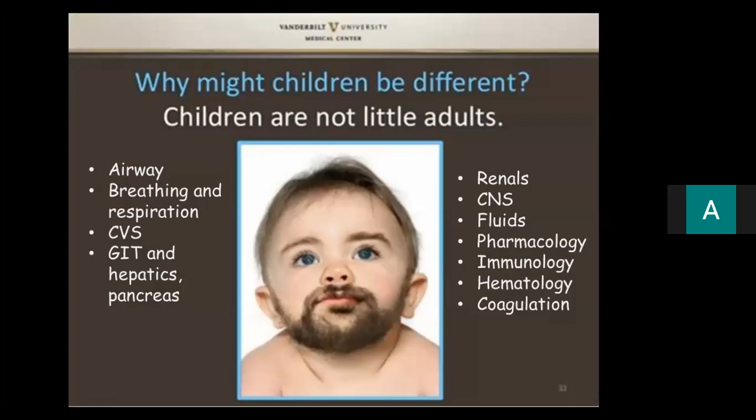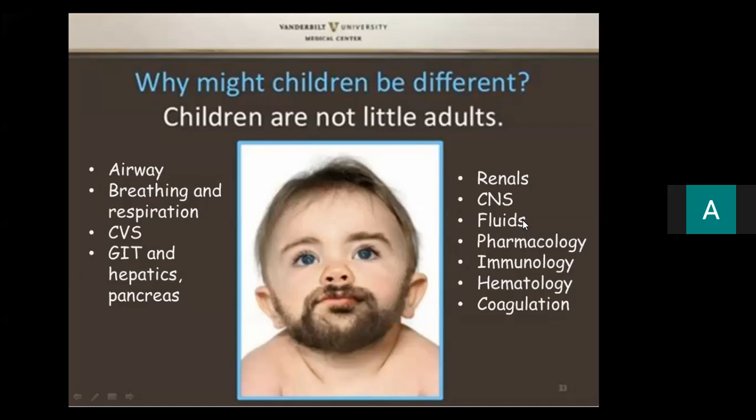So in conclusion, you want to remember that children are not small adults. Their airway is different, their breathing is different, their respiration is different. Their cardiovascular system works in a different way. Everything to do with their GI, especially the hepatics, works differently from that in an adult. Their immunity, their hematology, their coagulation process is different. The way their renals process toxins is different.